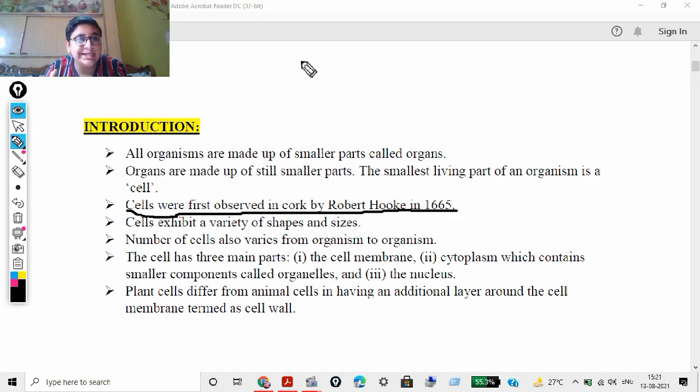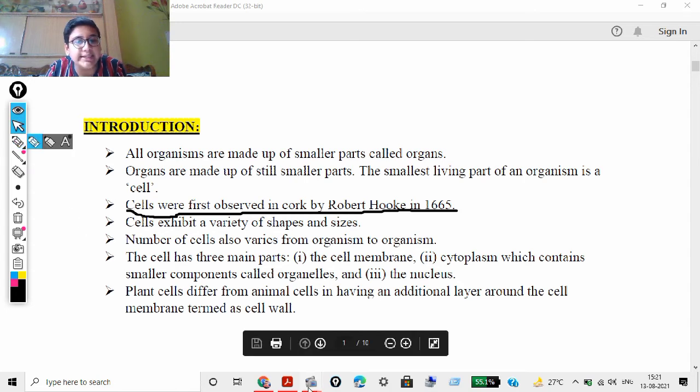and he saw that there are room-like structures. In English, cell is jail. You all will be familiar with this word. Cell in English is known as jail. So he saw small rooms over there, and he named them as cell. I would show you the picture of cell very shortly.